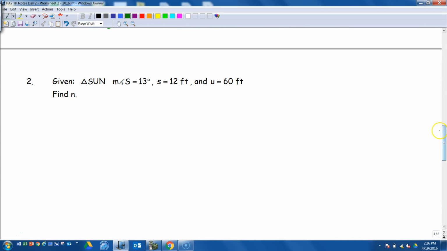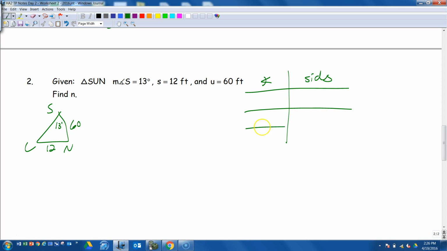So I have triangle SUN. Angle S is 13 degrees. Side S is 12. Side U is 60. So triangle 1, I'm not going to make a chart unless I know there's a second triangle for this. Let's see. So triangle 1 is SUN. I have 13 degrees, 12, and 60.